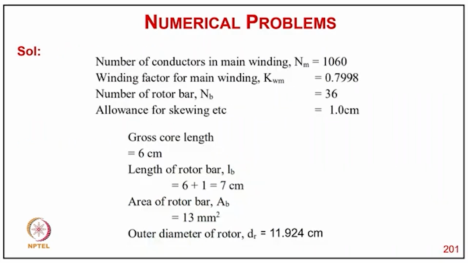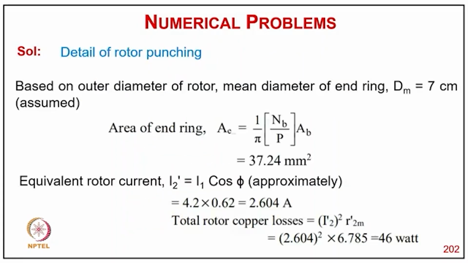So now the number of conductors in the main winding is N0 equal to 1060, the winding factor for the main winding K is 0.7998, the number of rotor bars is 36, and the allowance is 1 centimeter. So the gross core length is 6 centimeter, the length of the rotor bar is 6.17 centimeter, the area of the bar is 13 millimeter square, and the outer diameter Dr equals 11.92 centimeter.